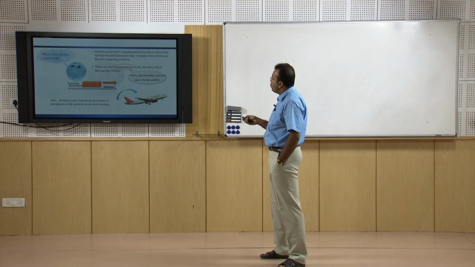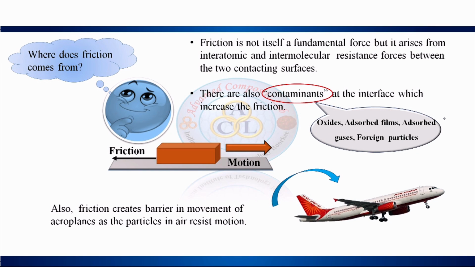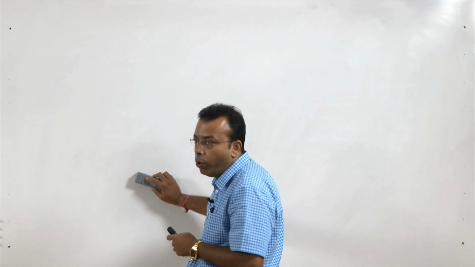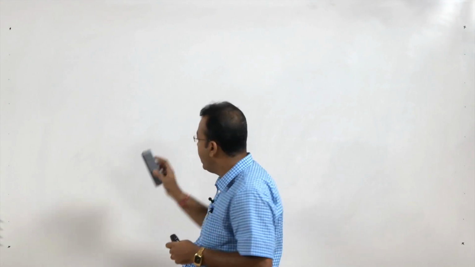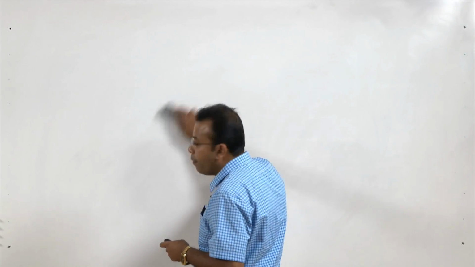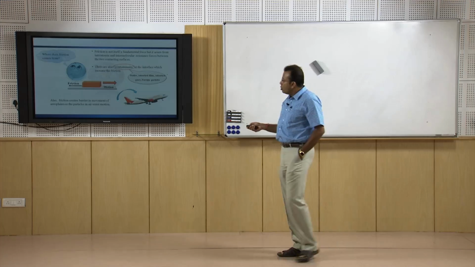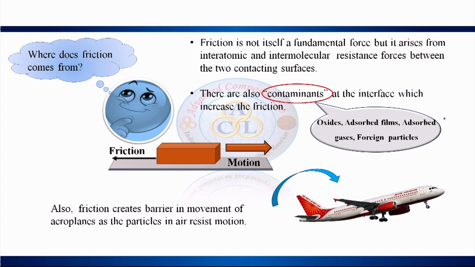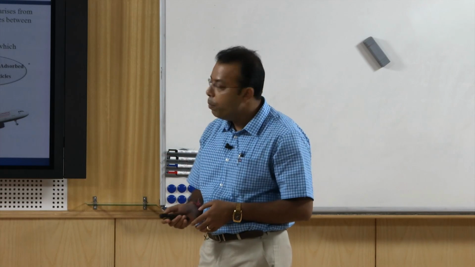Friction is not itself a fundamental force, but it arises from interatomic and intermolecular resistance forces between two contacting surfaces. As an example, if I rub this eraser onto this board, there will of course be a contact area between these two, and due to the rubbing there will automatically be friction between them. From this figure we can understand that if a body is moving in a particular direction, the friction force will be generated in the direction opposite to the motion.